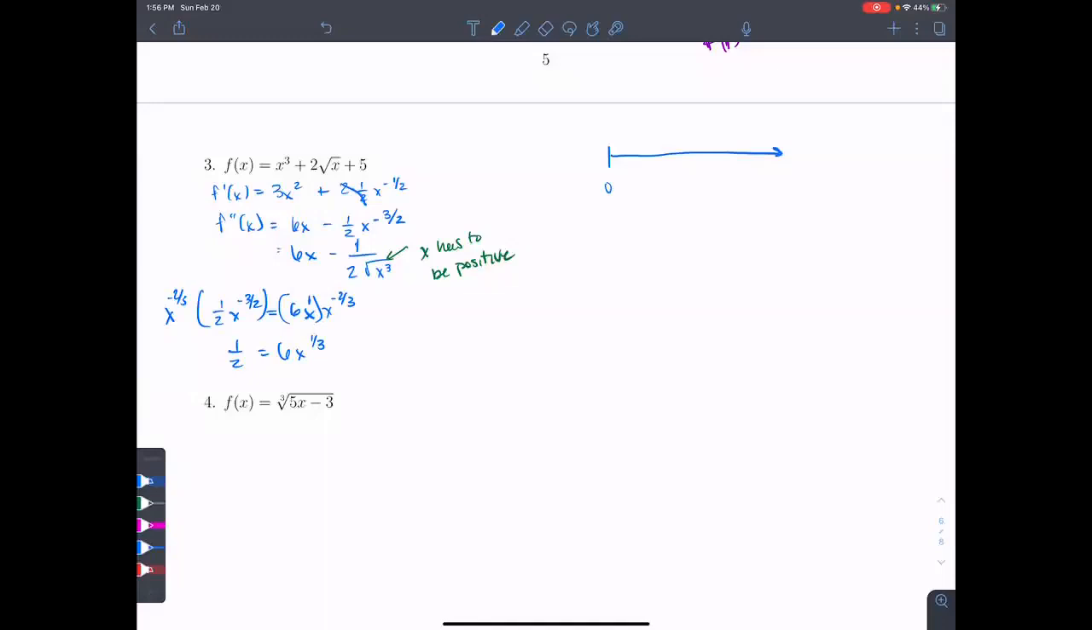Trying to make sure I'm doing this right. I think so. Okay, and then I divide by 6. I have 1/12 equals the cubed root of x. So if I cube that, I have 1/12 cubed equals x.